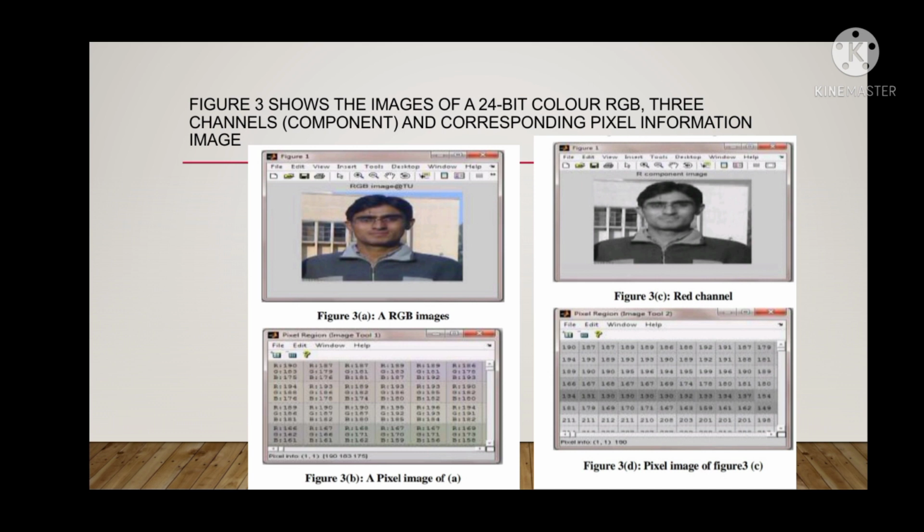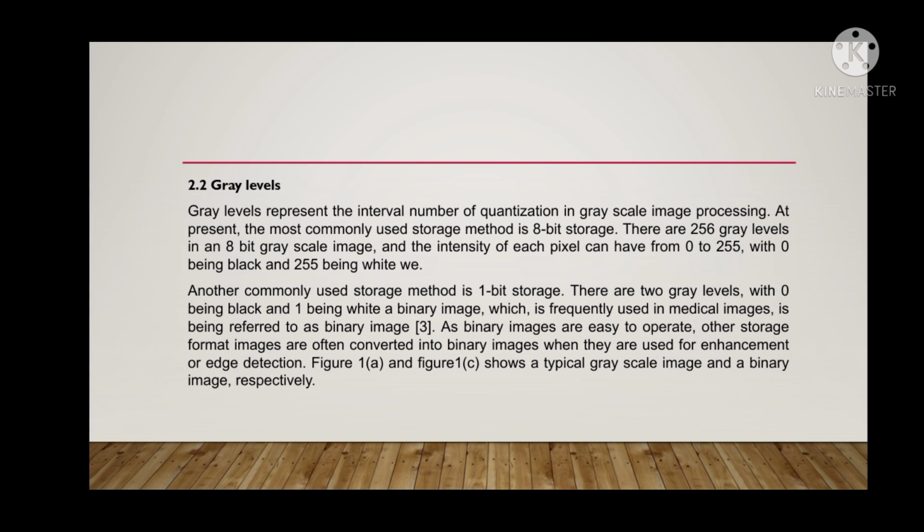Figure 3a, RGB image. Figure 3b, pixel image of A. Figure 3c, red channel. Figure 3d, pixel image of Figure 3c. The gray labels. Gray labels represent the interval number of quantization in grayscale image processing.